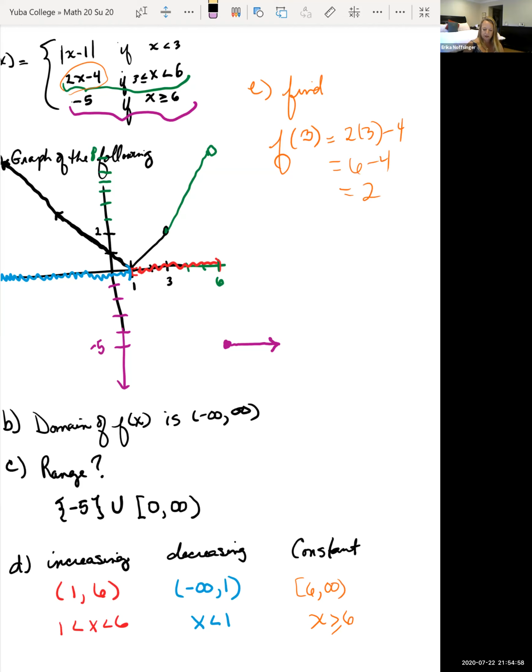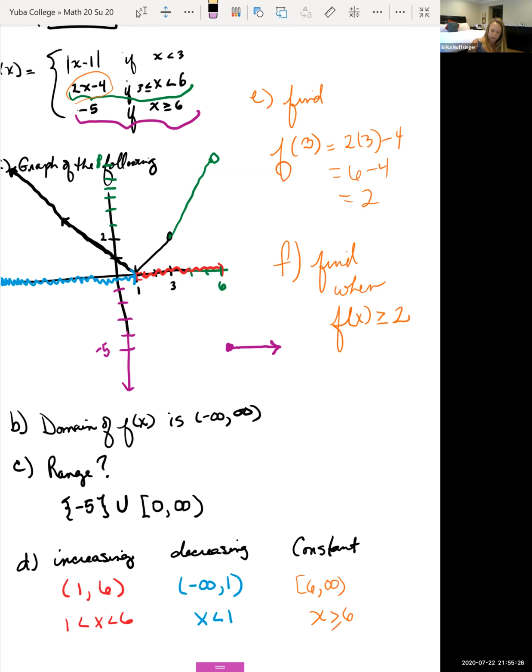What else? You should be able to find when, let's say, find when f of x is greater than or equal to 2. So this is asking, when is my graph hitting y values that are greater than or equal to 2? Well, if we look at our graph, which we graphed, and we look at y equals 2, let's just put a horizontal line there.